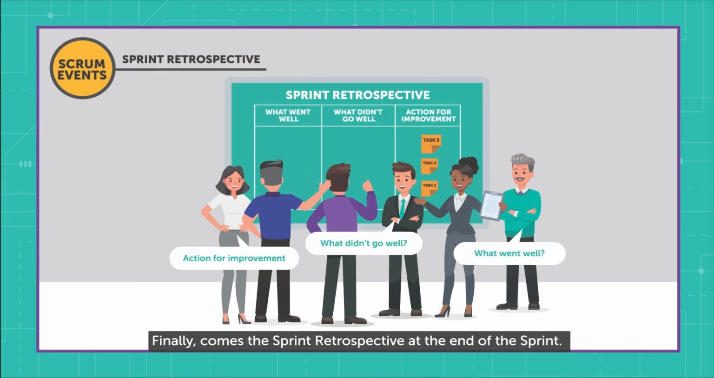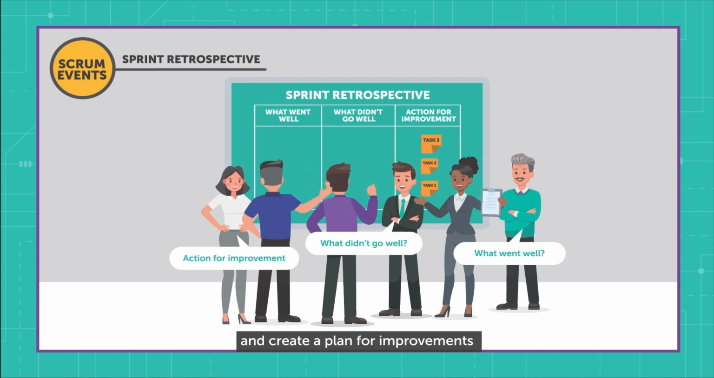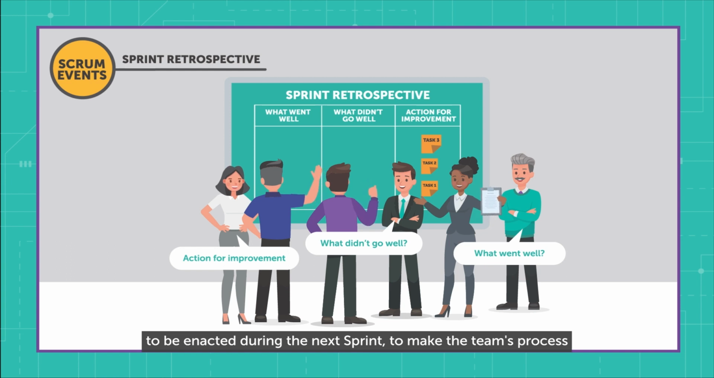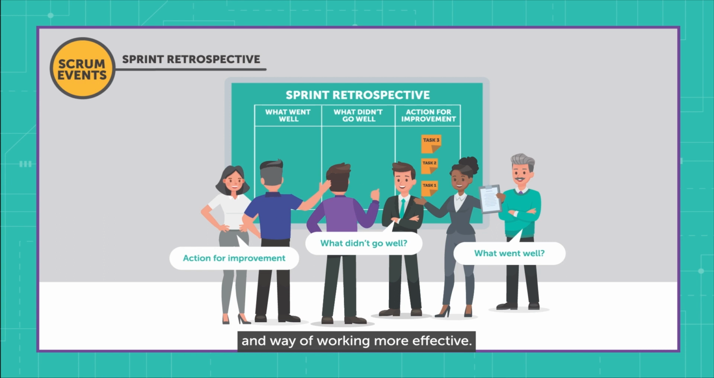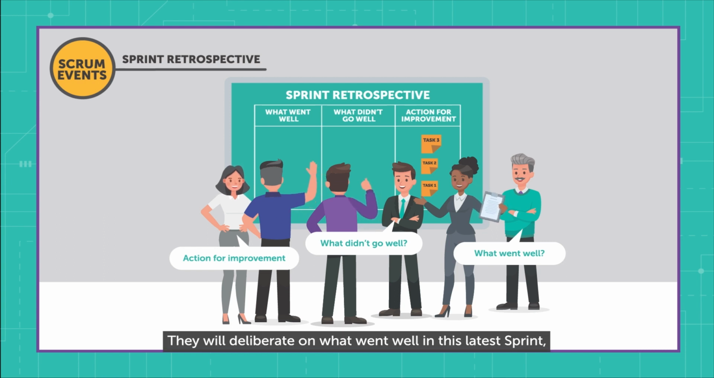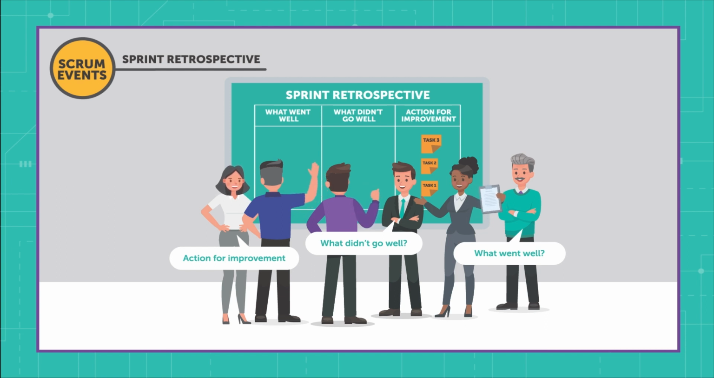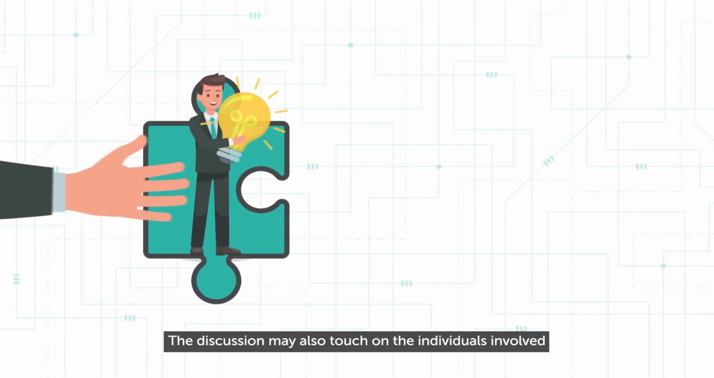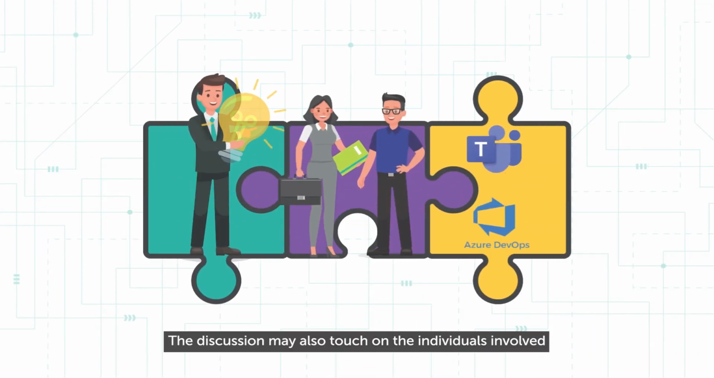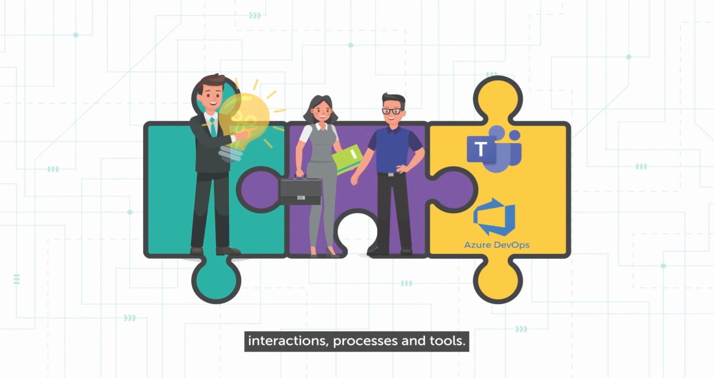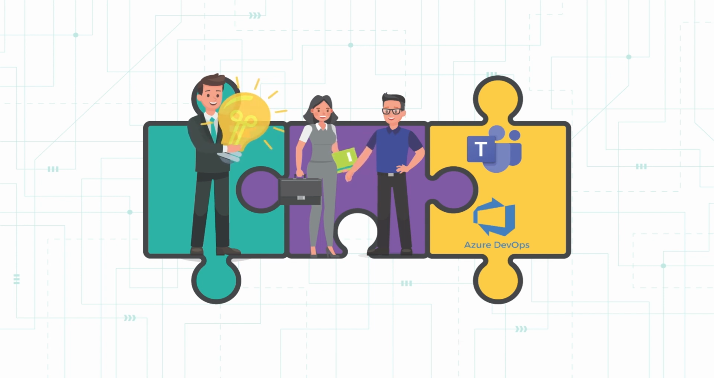Finally, comes the sprint retrospective at the end of the sprint. This is the stage where the team will reflect on itself and create a plan for improvements to be enacted during the next sprint to make the team's process and way of working more effective. They will deliberate on what went well in this latest sprint, the problems encountered, and whether those problems were resolved or not. The discussion may also touch on the individuals involved, interactions, processes, and tools.